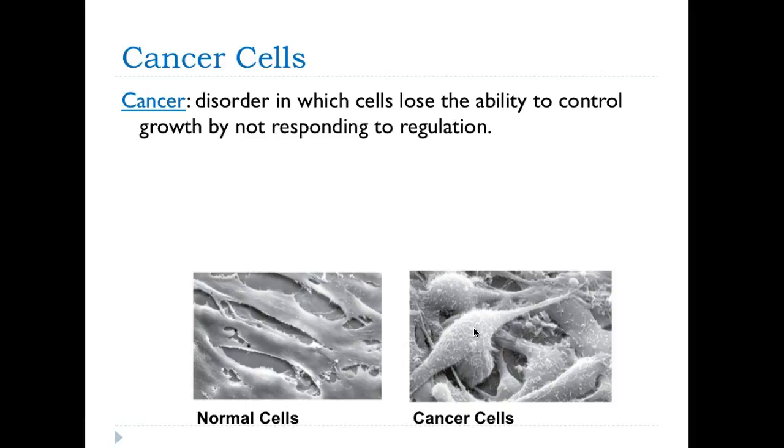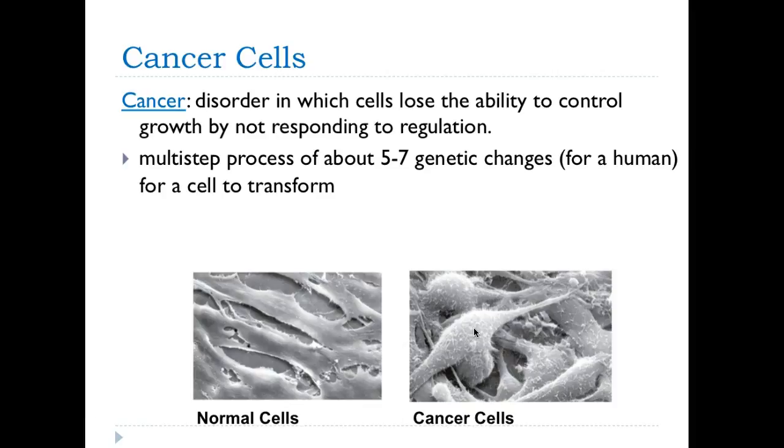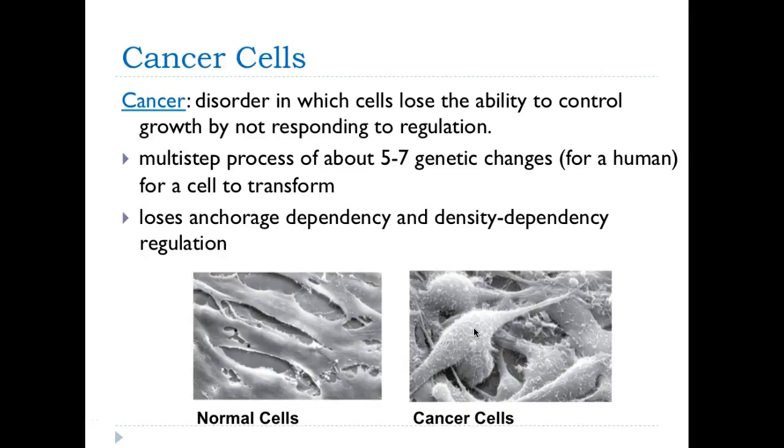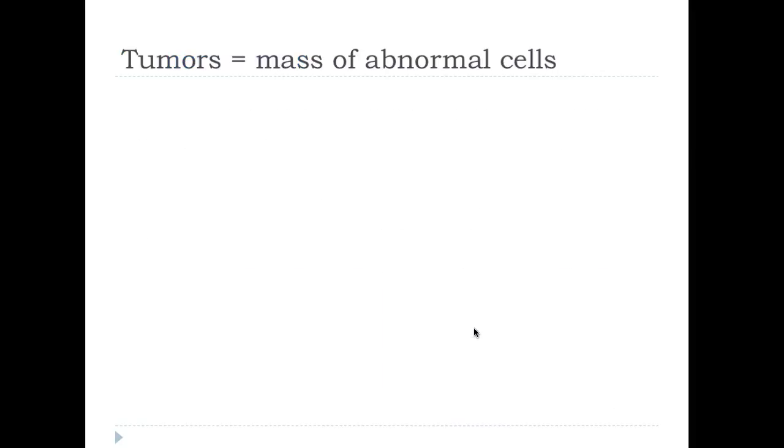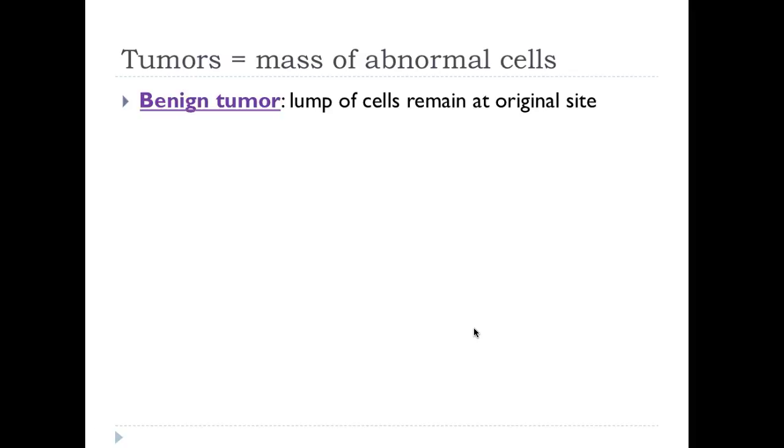So cancer cells themselves, cancer is that disorder in which the cells lose the ability to control growth by not responding to regulation. It's a multi-step process of about 5 to 7 genetic changes for a human for a cell to begin to transform. It loses that anchorage dependency and density dependency regulation. So cancer cells ultimately fail to respond to some of those signals and will keep forming a mass. And we know that mass of abnormal cells is what we begin to call a tumor.